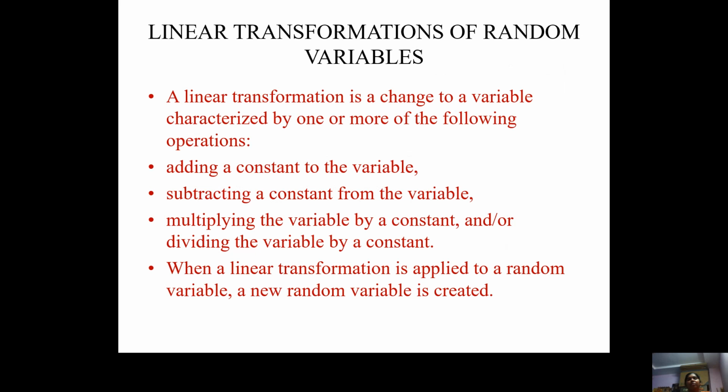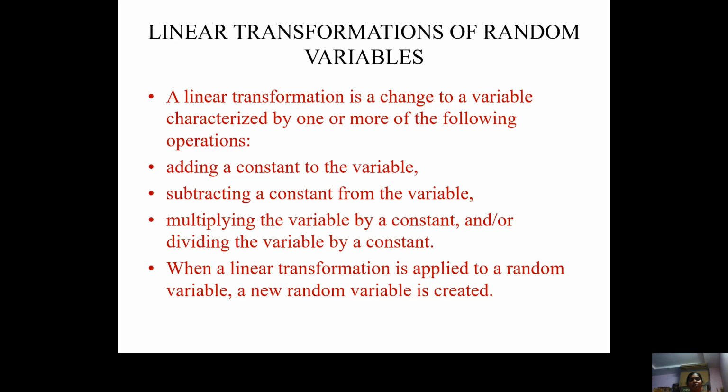Next, coming to the transformations of random variables. A linear transformation is a change to a variable characterized by one or more of the following operations. Linear transformation here means we are changing the random variable by adding or subtracting, multiplying and dividing the random variable respectively.